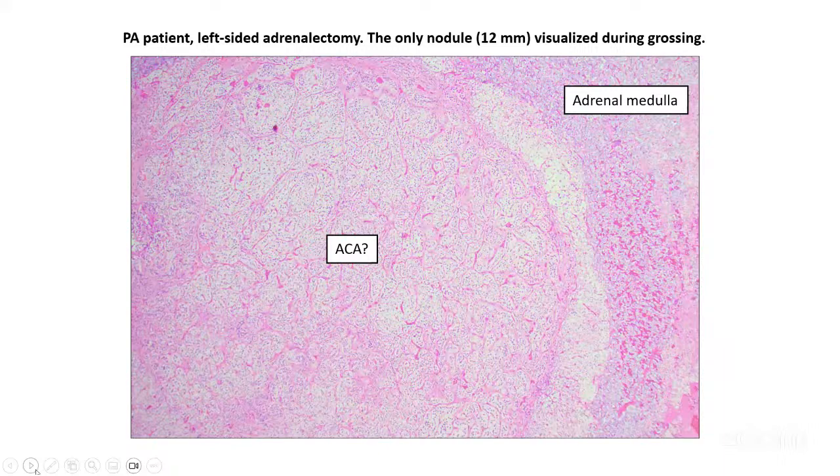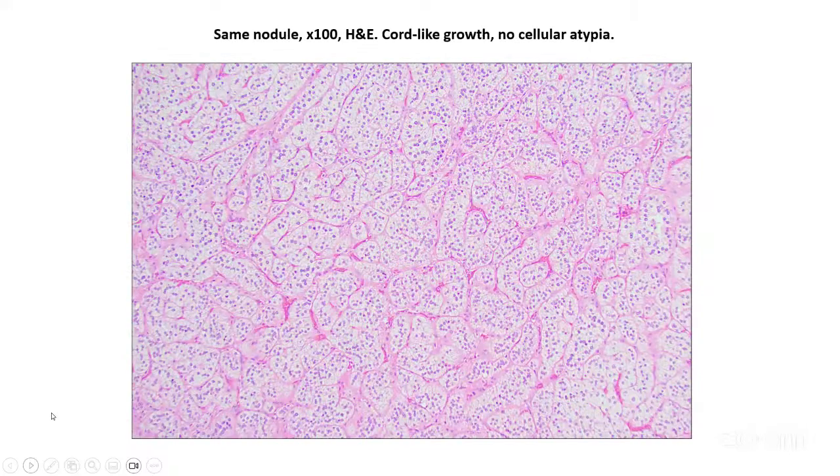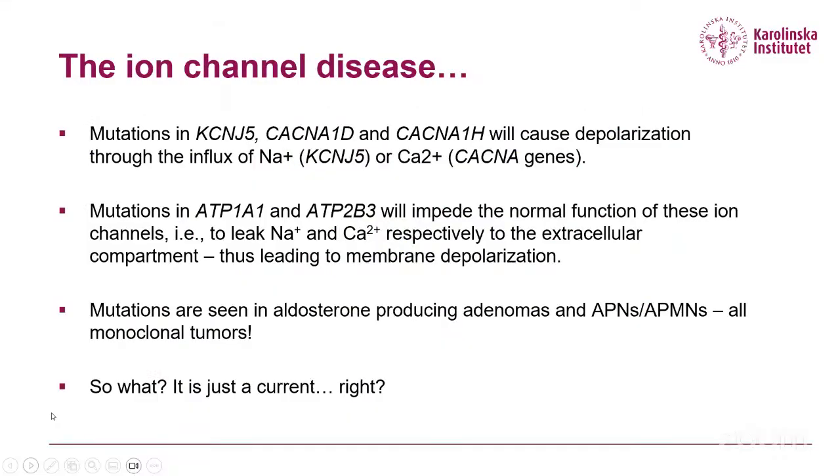This is also a PA patient with the only nodule visualized during grossing. Is this an adrenocortical adenoma? Sure looks like it. You see these cord-like projections of tumor cells, and you see the normal adrenal medulla. There's no expansion outside here. It's a clear limitation of this nodule. Cord-like growth, and there's no cellular atypia whatsoever. Looks fine for an adenoma to me. And so you have to really weigh in the morphology in addition to the immunohistochemistry.